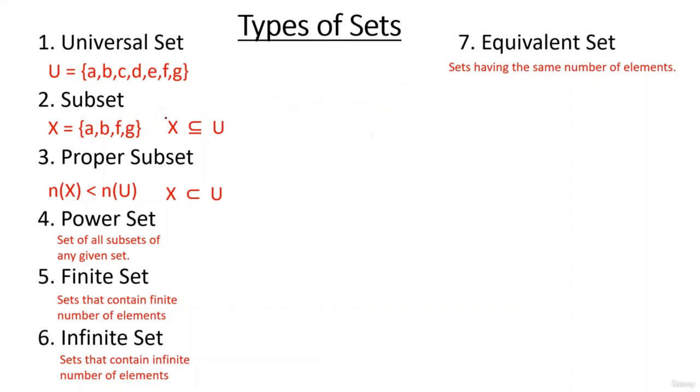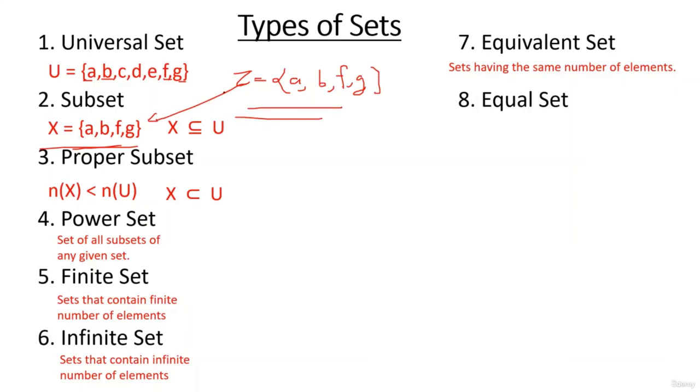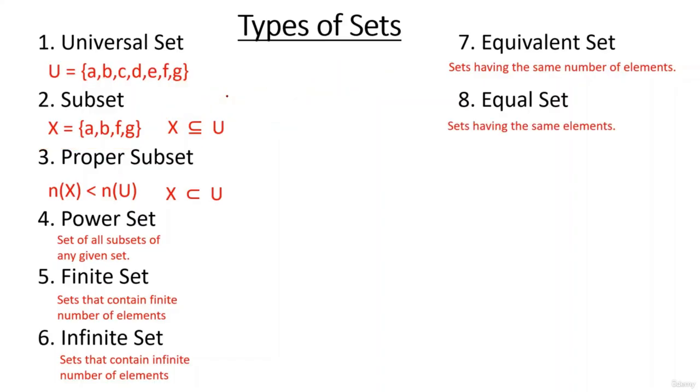okay, अब next आता है, guys, equal sets. अगर मैंने suppose set z बनाया होता, और z बनाते वक्त मैंने same elements a, b, f और g लिए होते, a, b, f or g, the same elements which are there in set x, so x and z basically will be equal sets. okay, understand, guys? equivalent sets में number of elements equal होते हैं, equal sets में same elements होते हैं. So here again, as I'm saying, sets that have the same elements, they are called as equal sets.